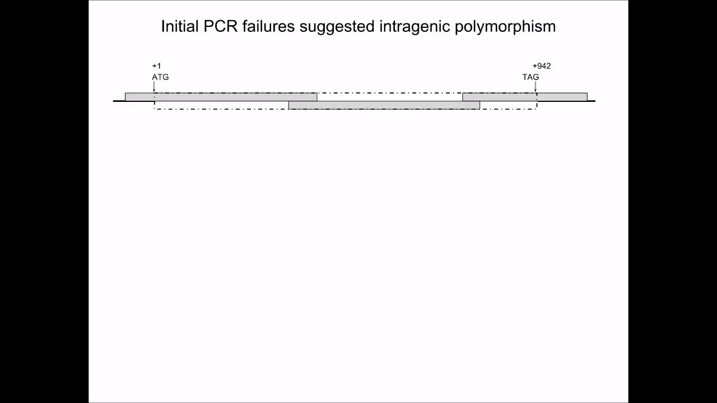MC1R in birds is a single exon gene. I designed 3 amplicons spanning the gene in order to PCR amplify. However, the middle amplicon failed only in red birds. The sample included red, blue, and black birds.